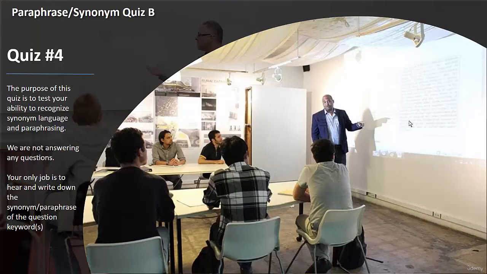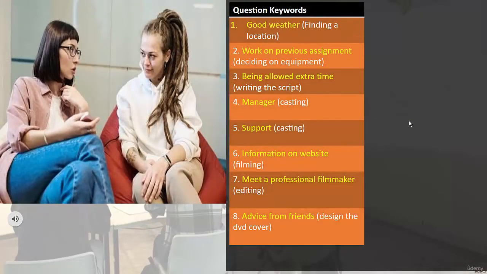The purpose of this quiz is to test your ability to recognize synonym language and paraphrasing. We are not answering the questions. Your only job is to hear and write down the synonym paraphrase of the question keywords. So with this one, the words in yellow are the keywords that you want to listen for. The words in yellow are actually related to the correct answer choices. So you're trying to hear the synonym language the person used that's related to those correct answer choices.